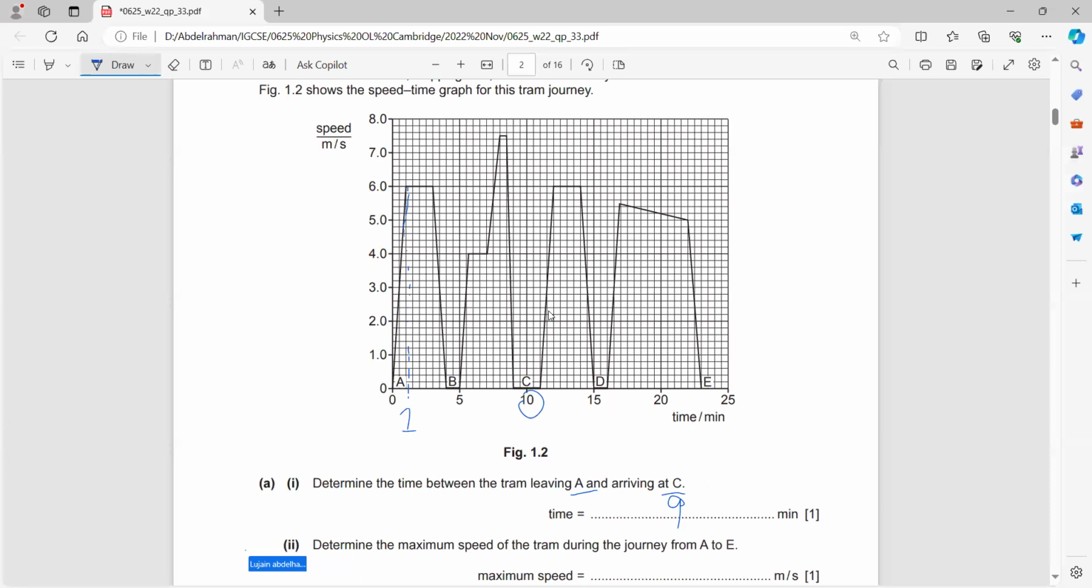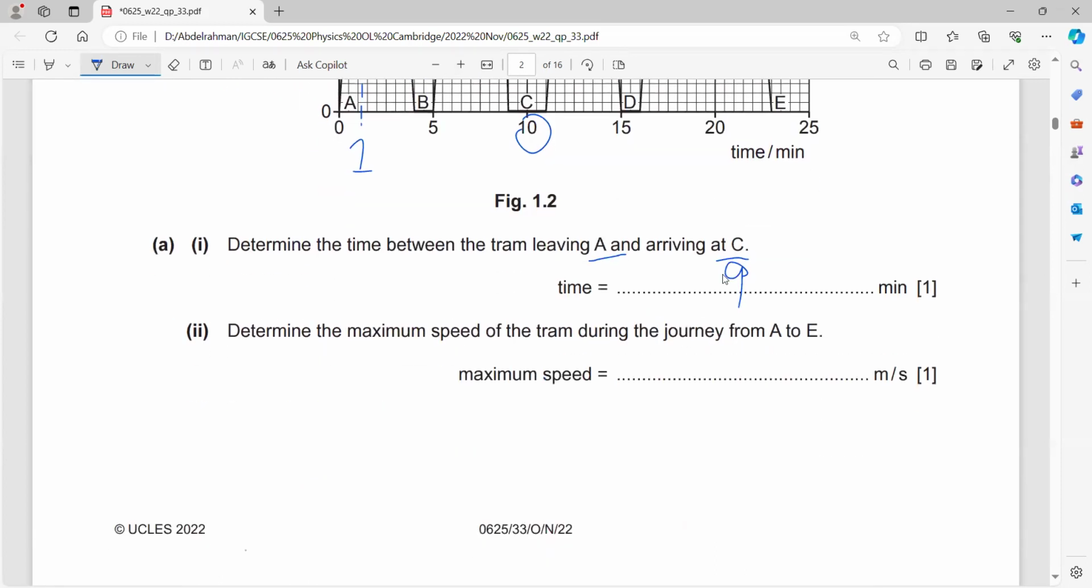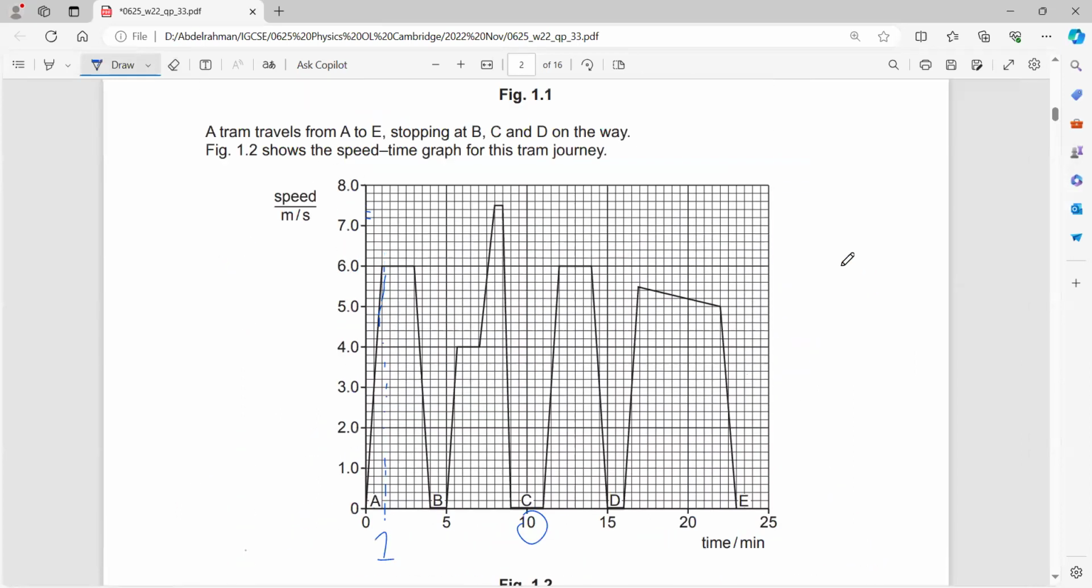The maximum speed of the tram. What is the maximum speed? 7.5. Let's zoom in. 7, 7.2, 7.4, 7.5. That is correct. So the maximum speed is 7.5. Why is this the maximum speed? Yes, this is the maximum speed. It's the highest point which the tram reached in this graph.